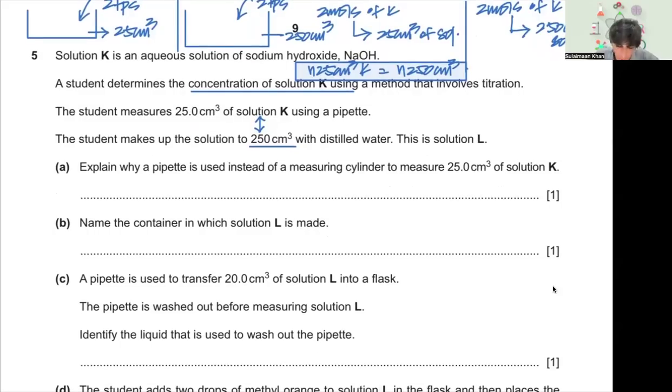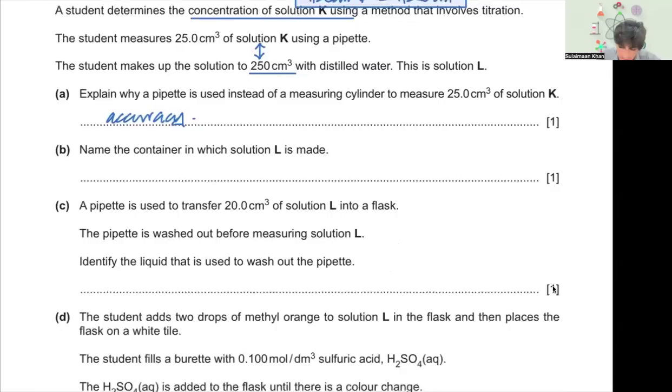Explain why a pipette is used instead of using a measuring cylinder to measure 25 cm cube of K. Why is a pipette used? Because it's more accurate, because of its accuracy. So because of its accuracy, or it's more accurate and whatnot.